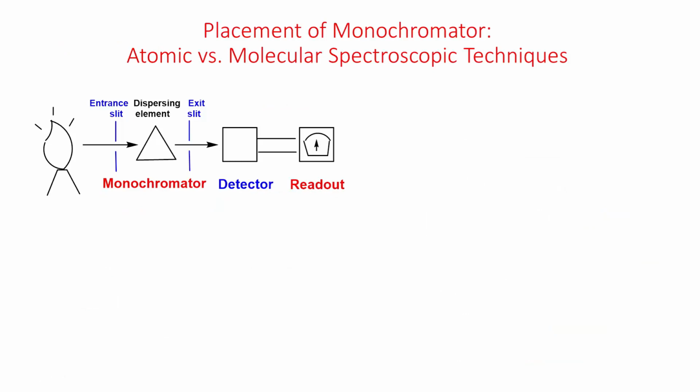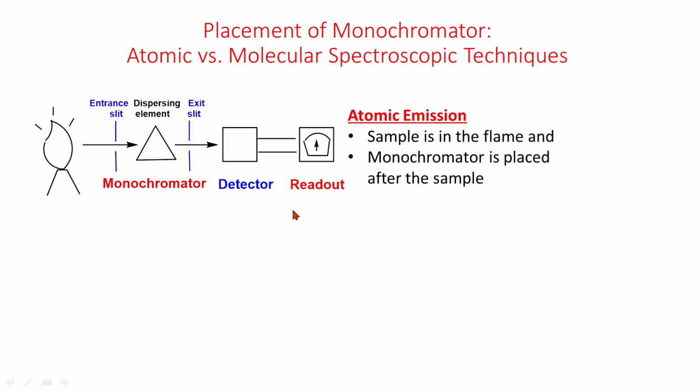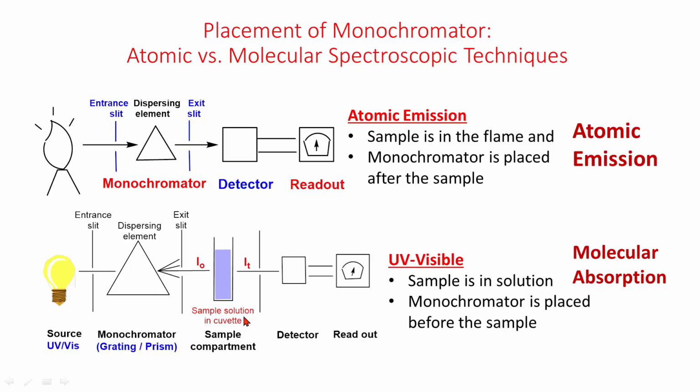As far as placement of monochromator is concerned, there is difference in placement of monochromator if we consider atomic versus molecular spectroscopic instruments. In case of atomic emission, sample is in flame and monochromator is placed after the sample. Whereas in case of UV visible, sample is in solution and monochromator is placed before the sample.